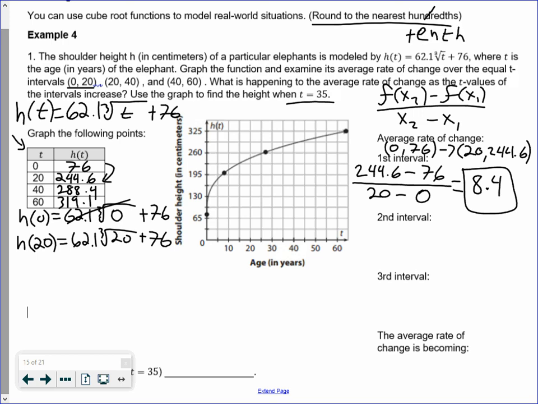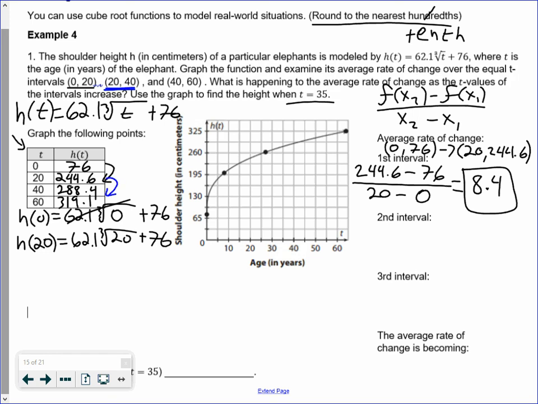And it doesn't really matter. You can have a calculator anyway. You should be able to round to the hundredths if we ask you to do that instead. For the second interval, that's going to be this interval right here that they told us in the problem, 20 to 40, or from this point right here to the next one.